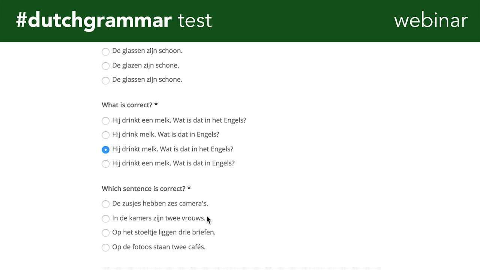And then we have zusjes and vrouws. Which one is incorrect? Well, in lesson 12 we learned when an s is added and when an en. And when a noun ends on an a, we add the s. That does not count for nouns ending on a w. So it should be vrouwen, but zusjes is okay. Answer 1 is correct. Next page.